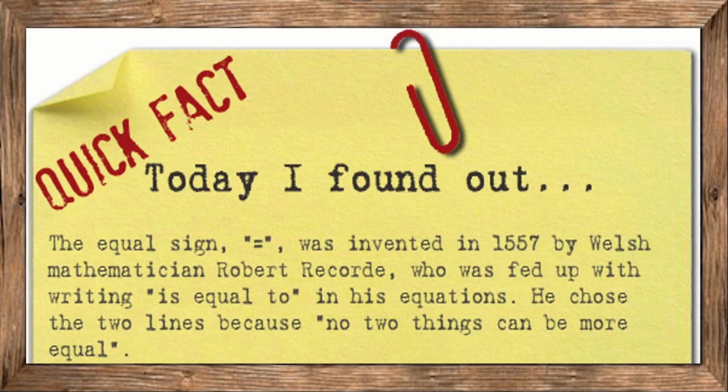So let us have a quick fact on mathematics. Today I found out that the equal sign was invented in 1557 by Welsh mathematician Robert Recorde, who was fed up with writing "is equal to". In every equation he needed to write "is equal to", so he got very fed up and invented the equal to symbol for his equations. He chose two parallel lines because no two things can be more equal than these lines.